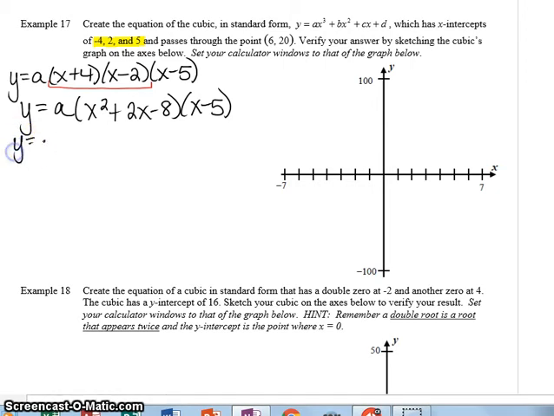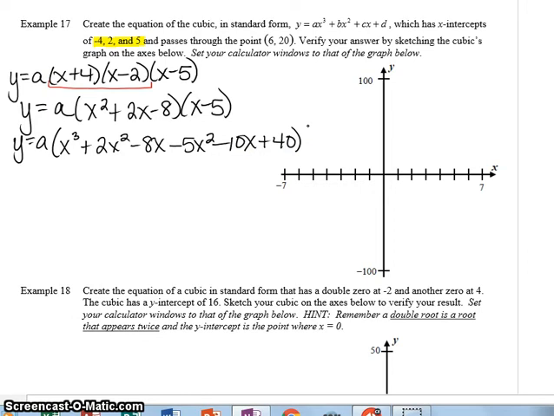So, y equals a times the quantity, and when I multiply everything times x first, I get x cubed plus 2x squared minus 8x. Now multiply everything by -5. -5x squared minus 10x plus 40.